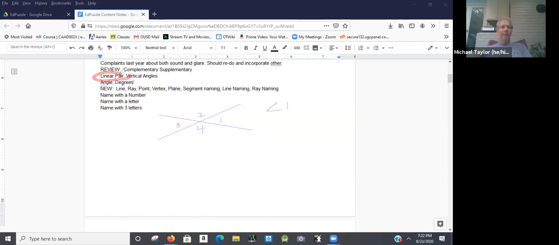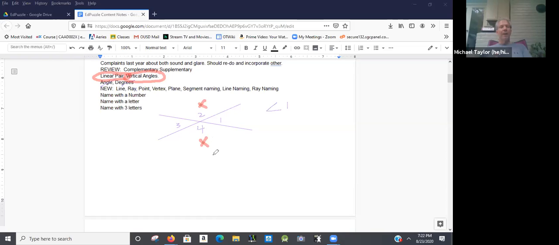I want to know. So we just did linear pair: 1 and 2, 2 and 3, 3 and 4, 4 and 1. We talked about this before. What's a pair of vertical angles? It's not a linear pair in this construction. The other possibility is they're vertical. Okay. Well, clearly, this is vertical to this.